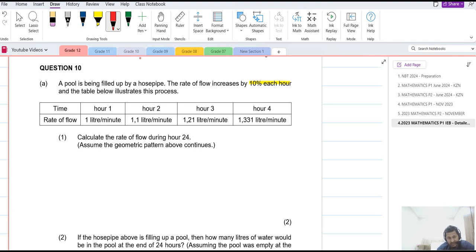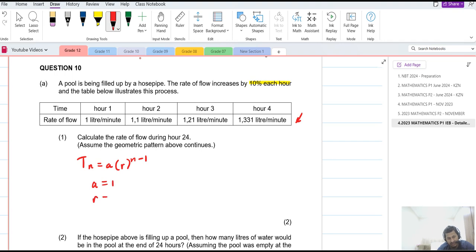So after 60 minutes, you got 60 liters. So be careful, this is in minutes, this is in hours. Calculate the rate of flow during the hour 24. Because we want the rate of flow, we can just use the Tn formula. So Tn is equal to a r to the power n minus 1. We know the value of a is equal to 1. We can clearly see a is equal to 1.